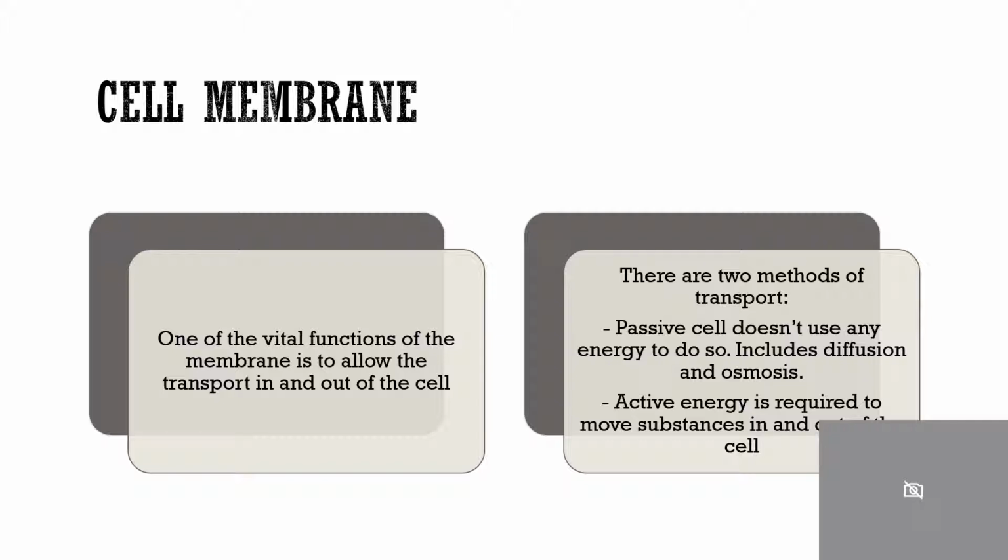Cell membrane. One of the vital functions of the membrane is to allow transport in and out of the cell. There are two methods of transport. Passive: the cell doesn't use any energy to do so, and this includes diffusion and osmosis. Active: energy is required to move substances in and out of the cell when using the active form.